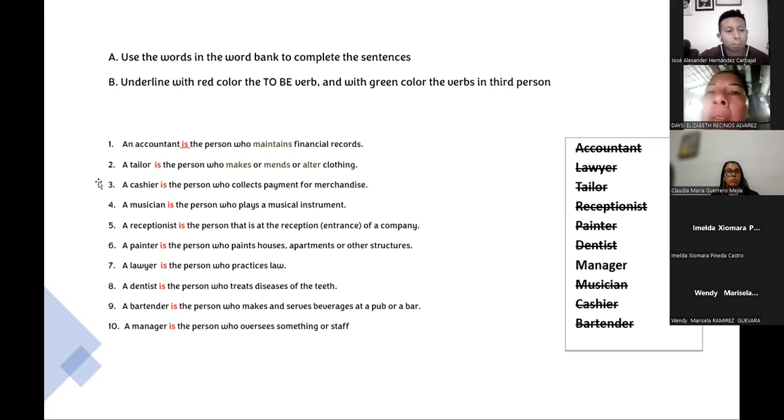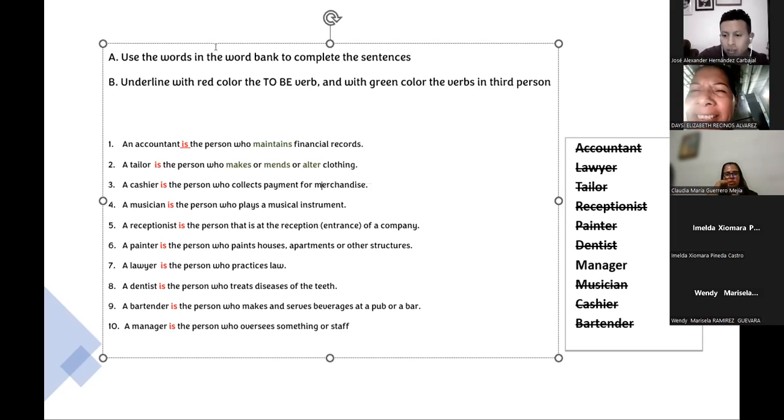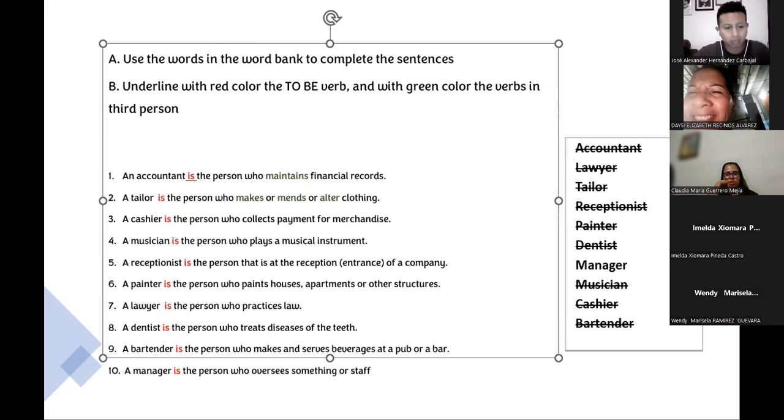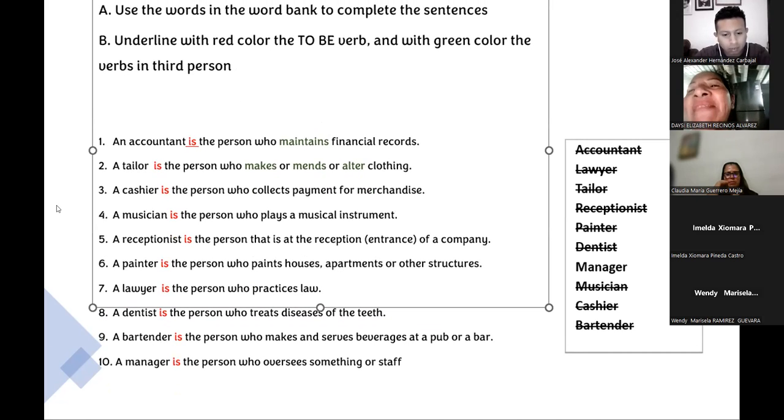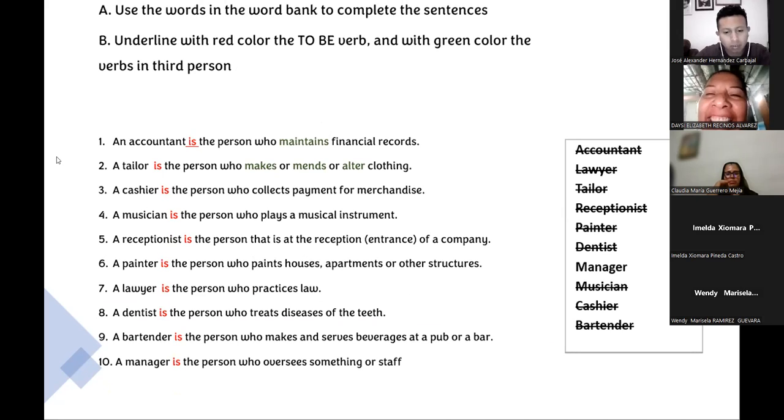Stacy? Yes. Cashier is the person who collects payment for merchandise. Okay, se lo vamos a poner más grandecito. Ese es mi debilidad. Yeah, mine too. All right, number four, please, Claudia. Thank you. A musician is the person who plays a musical instrument.